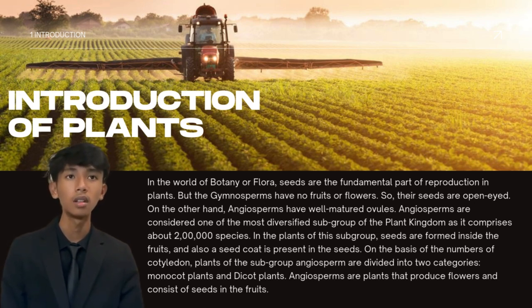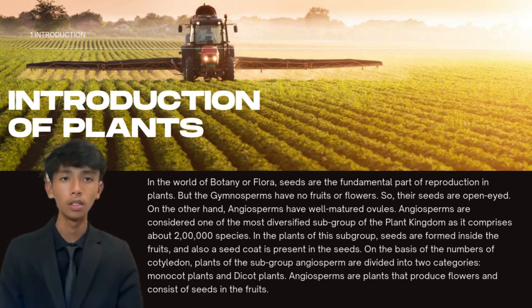Next, classification of angiosperm. Angiosperms are divided into two major categories based on number of cotyledons or seed leaf. For example, monocots like grass and dicots like beans. That's all for introduction of plants.